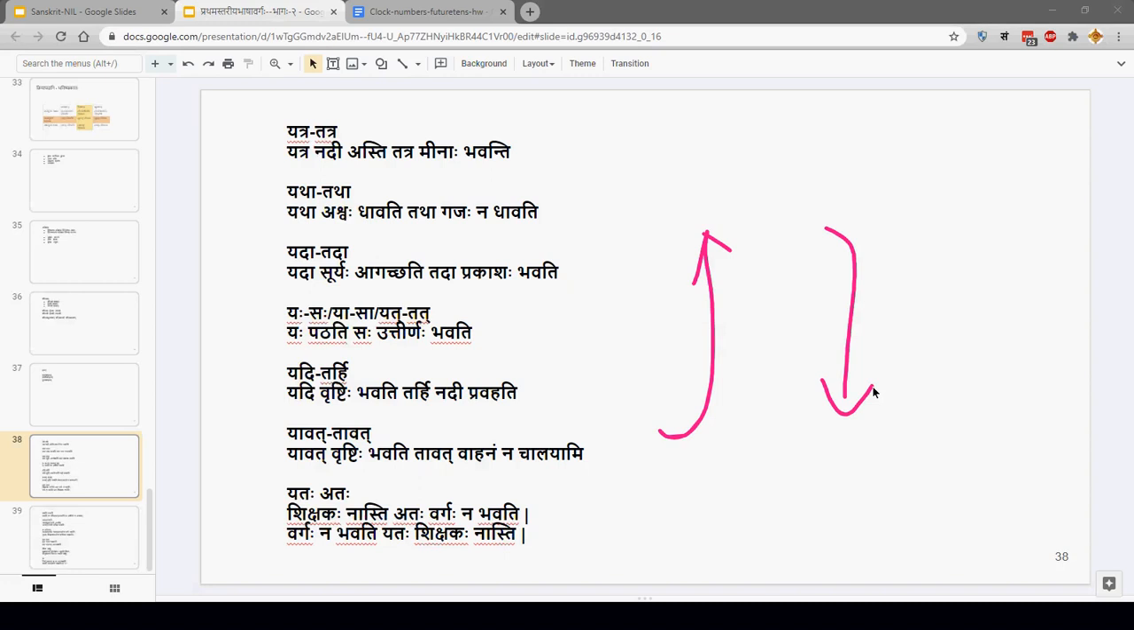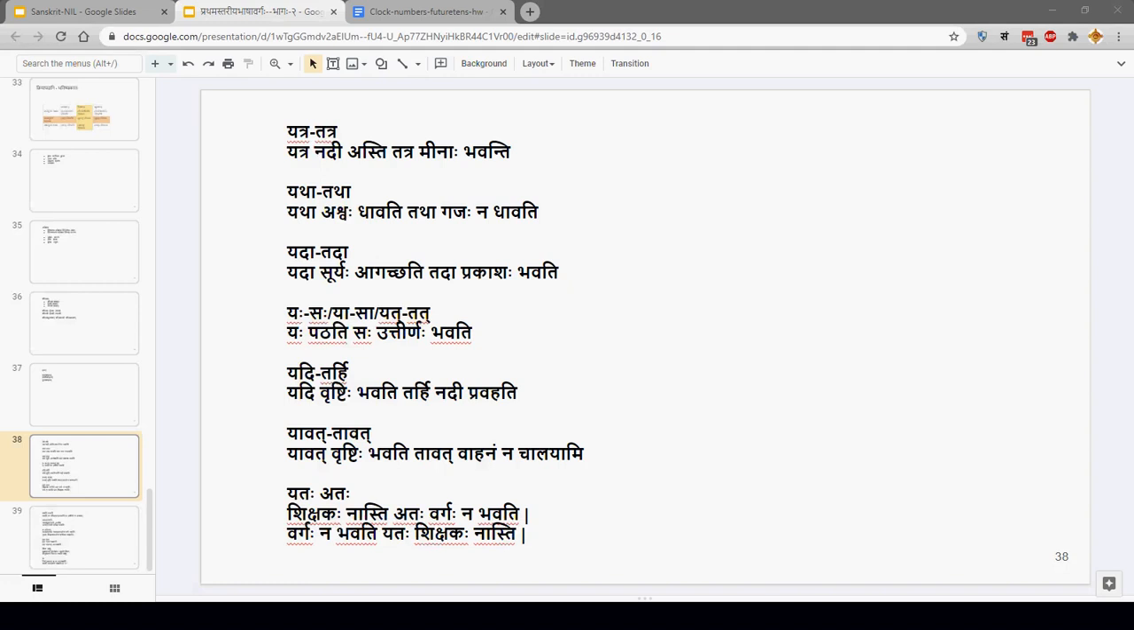Yat vahanam bhavatyaha samipe asti, tat vahanam mama samipe nasti. Because vahanam is napunsakalingam, we are using yat vahanam and tat vahanam. Like yat jalam asti tat minaha. Yat jalam asti, and after that? Minaha, there would be fish.